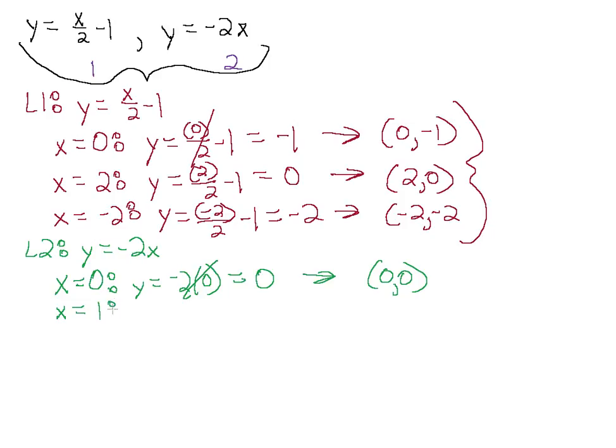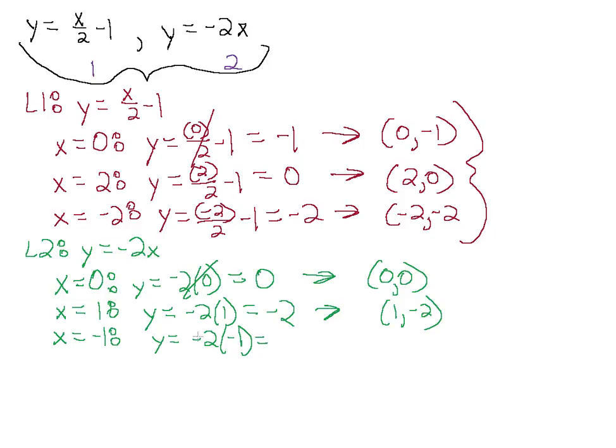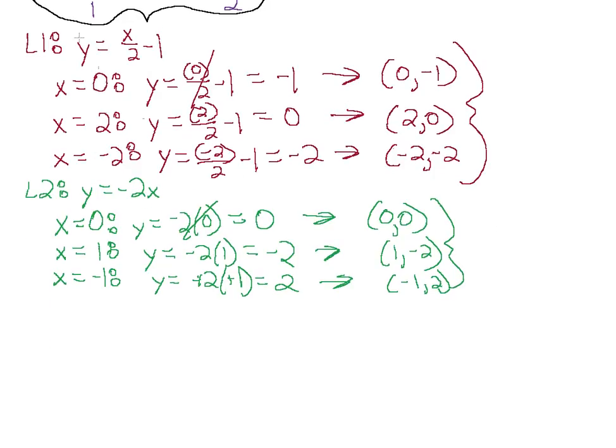Let's pick out just a couple more simple ones. X equals 1, y equals minus 2 times 1, or just minus 2. This gives us our second point, (1, minus 2). And let's go ahead and get a negative value for x. Let's say minus 1. So y equals negative 2 times a negative 1, which the negatives will cancel, giving us a positive 2. So our third point is (minus 1, 2). So we have 3 points for both of our lines. So let's go ahead and plot them and see what this graph looks like.